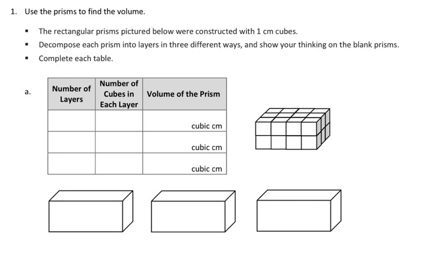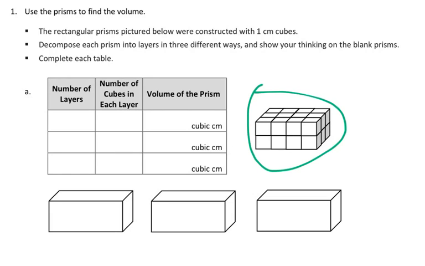The rectangular prisms pictured below were constructed with 1 centimeter cubes. Bullet 2 says to decompose each prism into layers in 3 different ways and show your thinking on the blank prisms. And number 3 says complete each table. All right, so let's look at this rectangular prism right here. This is the one that we're going to be working with, and that's from letter A. And we're going to do this 3 different ways.